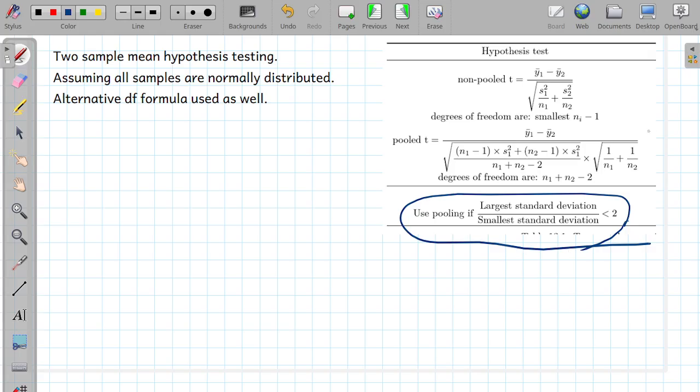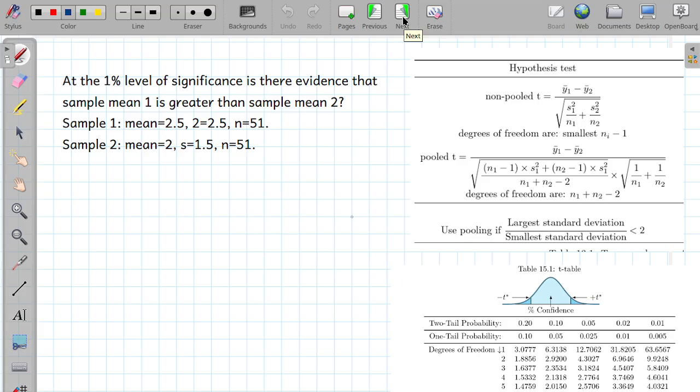Pooled is this very annoyingly large and complicated formula. The non-pooled is this much nicer formula, but of course it comes with more complicated degrees of freedom if we do it the hard way. We will do it the hard way as well, just to show it again. And we're also going to do the critical value method as well. Moving on, let's get some questions out of the way here.